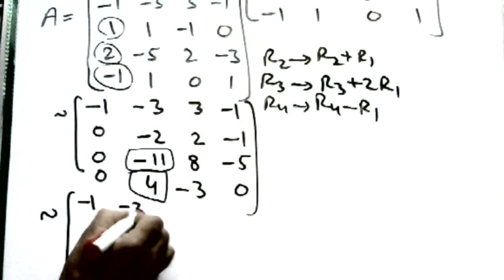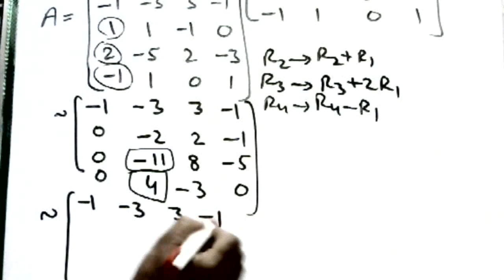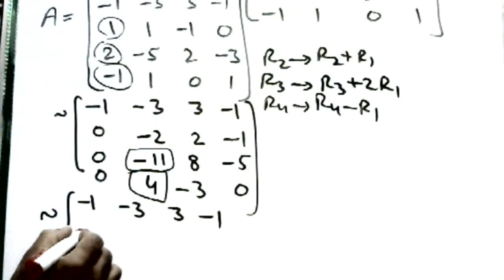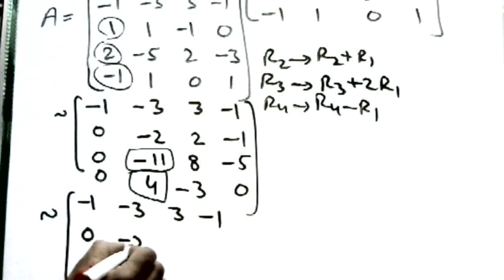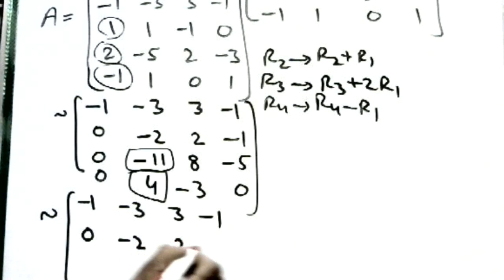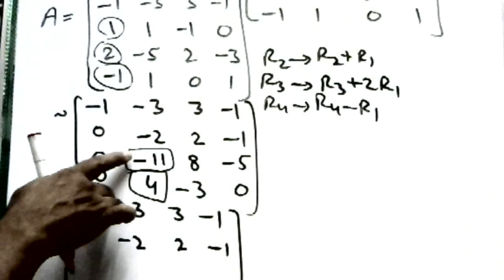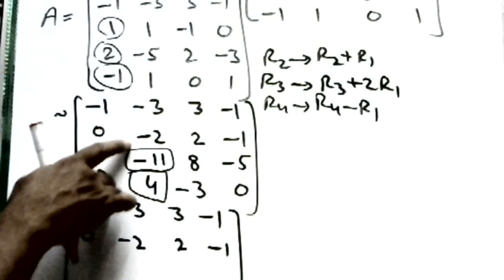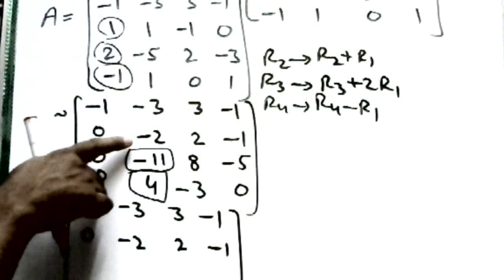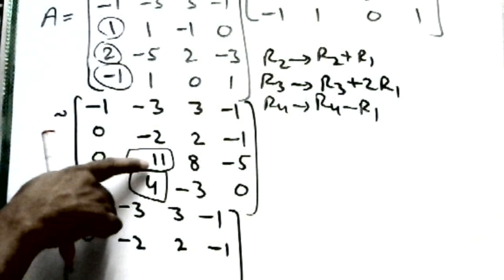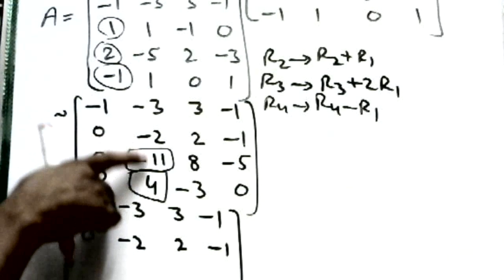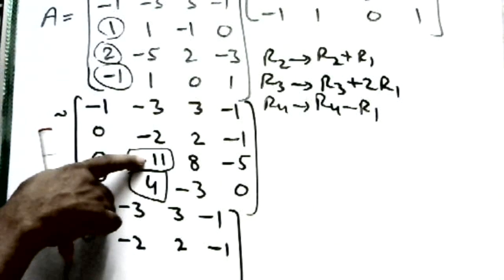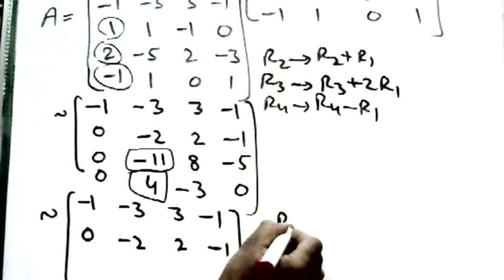Let me write them as they are. R1 is minus 1 minus 3 3 minus 1. We are not changing R2, so I'm writing 0 minus 2 2 minus 1. Now see here, this is 11, this is 2. Let me do one thing: you multiply this with 11, it will be 22, and multiply with this 2, 22. 22 minus 22 will become 0.